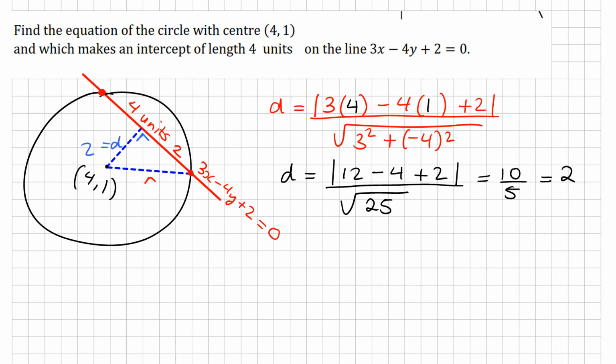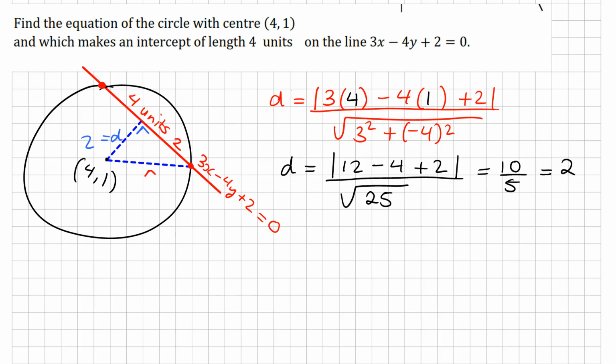Now the next thing we need to do is find the radius r. So from that triangle, the radius is actually the hypotenuse. So the radius squared is going to be equal to 2 squared, which is just the perpendicular distance we have found, and another 2 squared, which is half the distance on the chord, because the circle hits the chord in 2 places, and we were told that that made an intercept of 4 units, so half that is 2. So the radius squared is equal to 4 plus 4, so the radius squared is equal to 8.